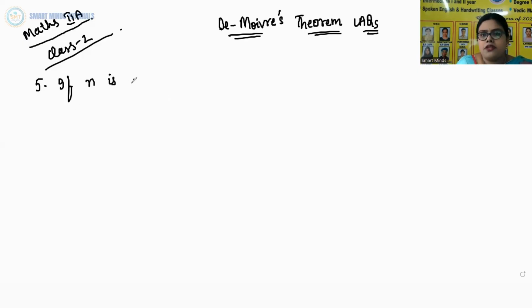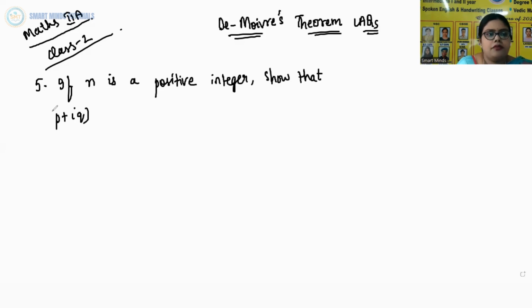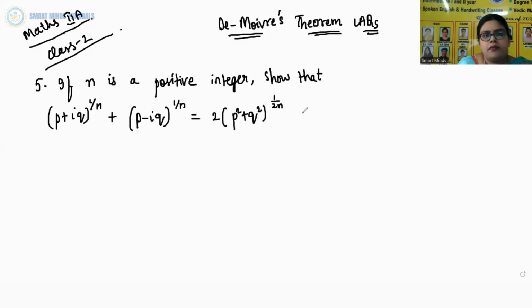If n is a positive integer, show that (p plus iq) whole power 1 by n plus (p minus iq) whole power 1 by n is equal to 2 into (p square plus q square) whole power 1 by 2n cos of 1 by n tan inverse of q by p. So let's start now.